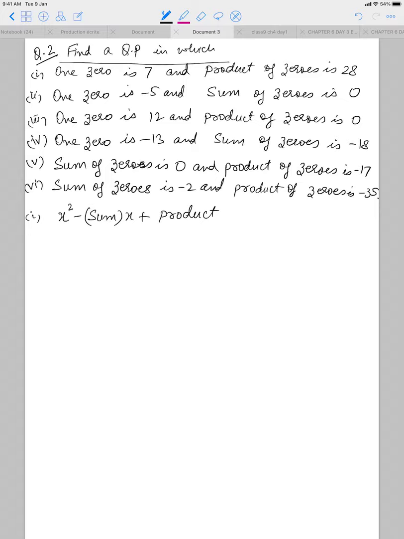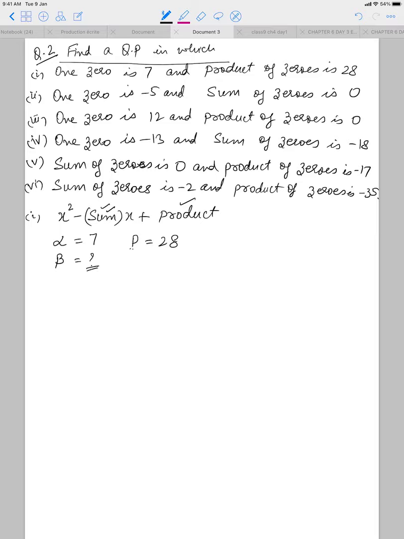Now read the question. It says one of the zeros is 7, and by default you can assume the two zeros of the given polynomial as alpha and beta. Here it is given one of the zeros is 7, the other one we don't know, and it is given the product is equal to 28. So the product is already there with us, we just need to find the sum of the zeros, and that we can find out only when we have the other zero.